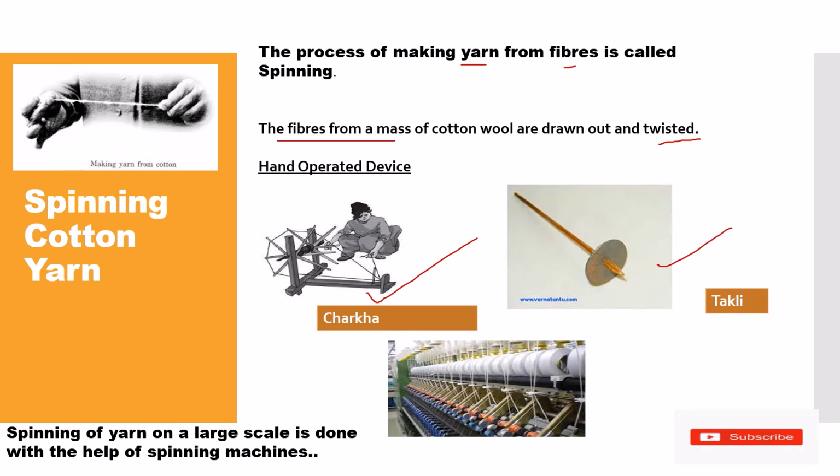Use of charkha was popularized by Mahatma Gandhi as a part of the independence movement. He encouraged people to wear clothes made of homespun yarn termed as khadi, and shun imported cloth made in the mills of Britain. And when it is in large quantities, we use spinning machines. Spinning of yarn on a large scale is done with the help of these types of machines.